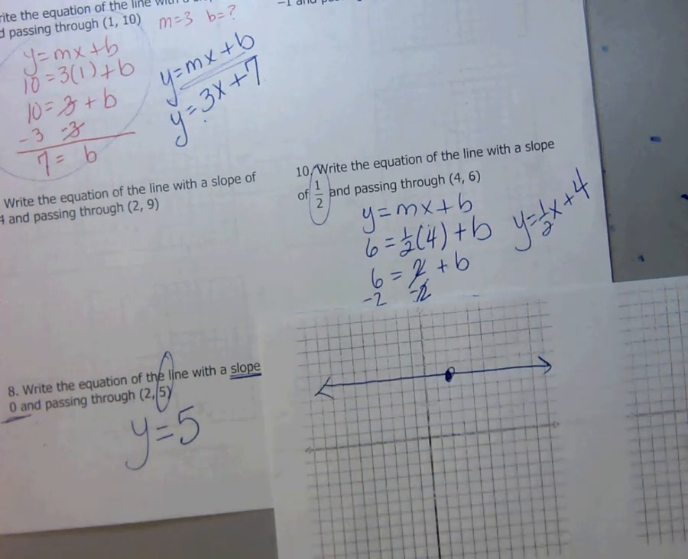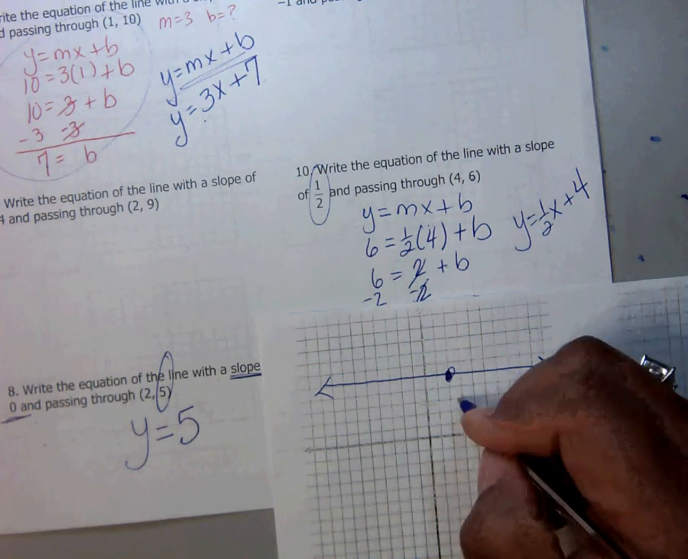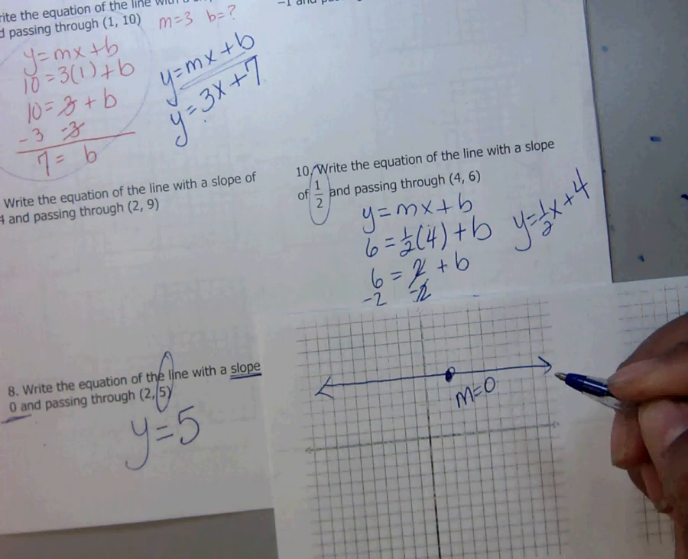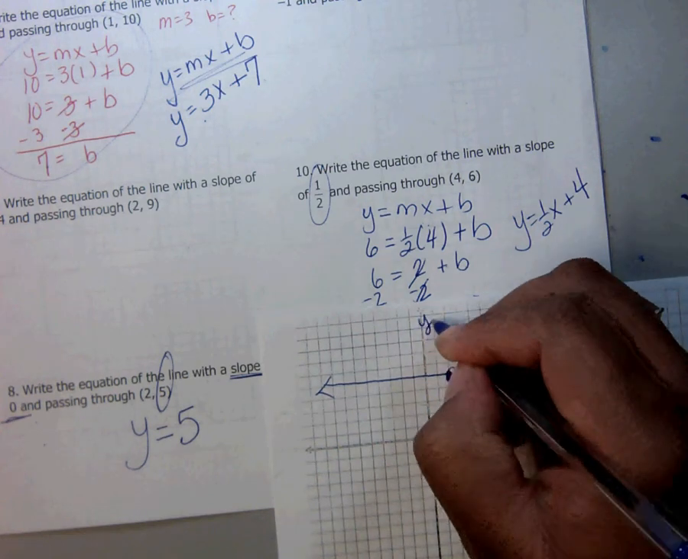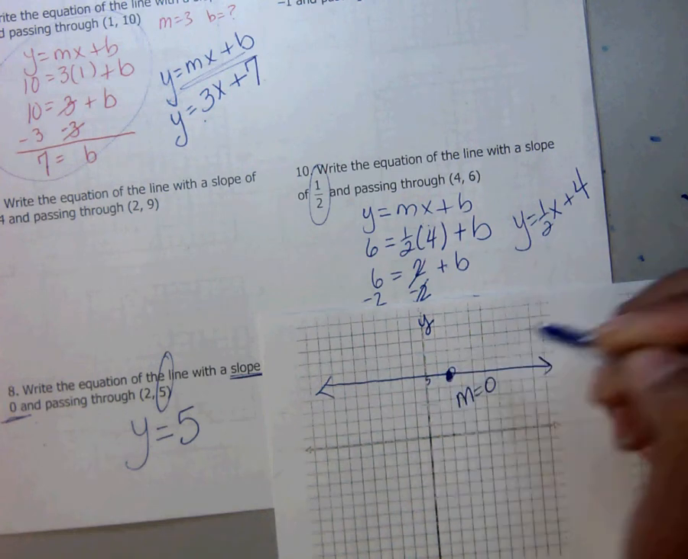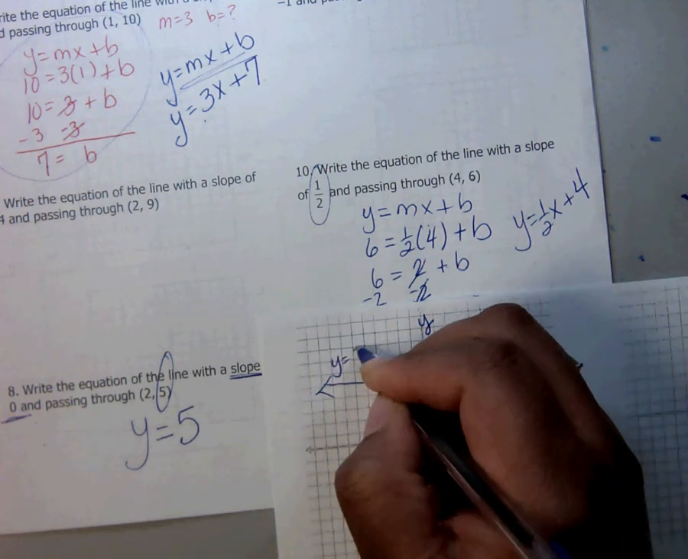Is that a zero slope? Undefined slope? Of course, it's zero slope. It's m equals 0. Well, what is that equation? It's on the y-axis and it's crossing at 1, 2, 3, 4, 5. Therefore, y equals 5.